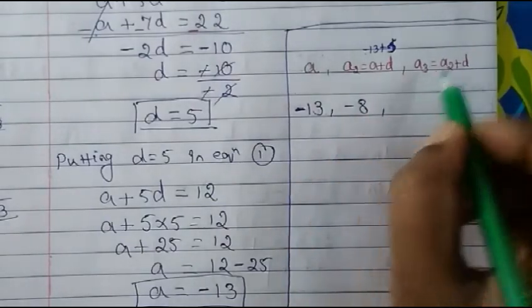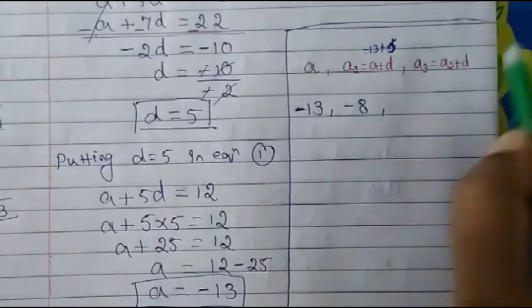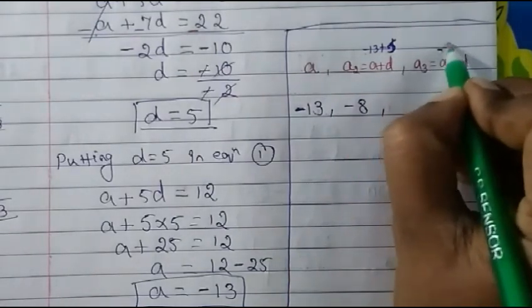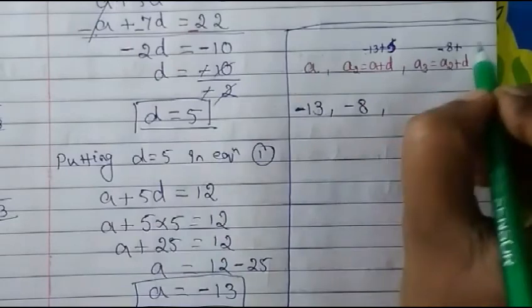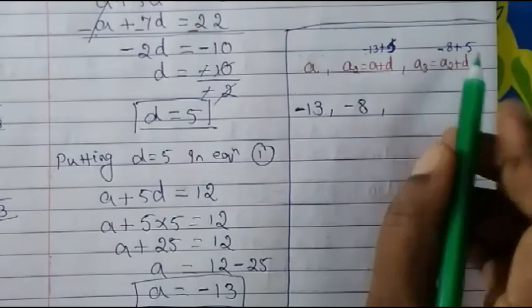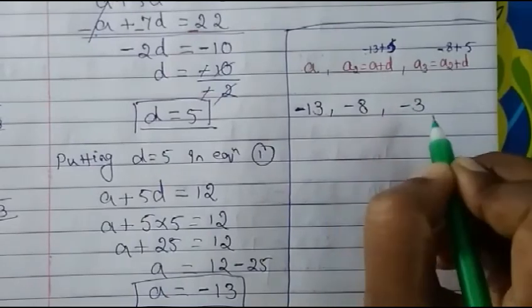The next term, a3, is a2 plus d. a2 is what? a2 we got minus 8. Then plus d is what? 5. Minus 8 and plus 5 will give us minus 3.